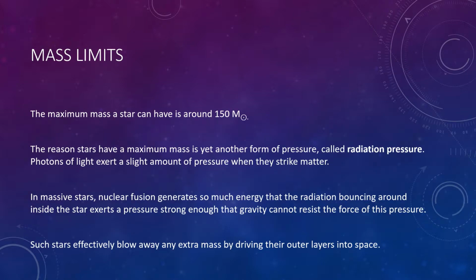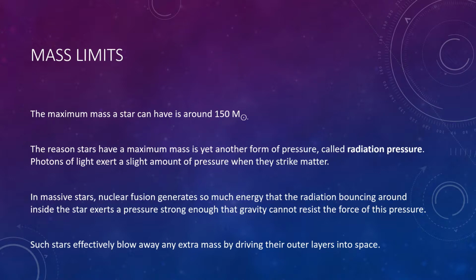So that's what happens for the low end. But what happens to the highest mass stars? Well, the maximum mass a star can have is not as well defined as a minimum mass, but observations suggest a maximum mass of around 150 solar masses. The reason stars have a maximum mass is yet another form of pressure called radiation pressure, which gets its name from the fact that it's caused by light. Photons of light exert a slight amount of pressure when they strike matter.